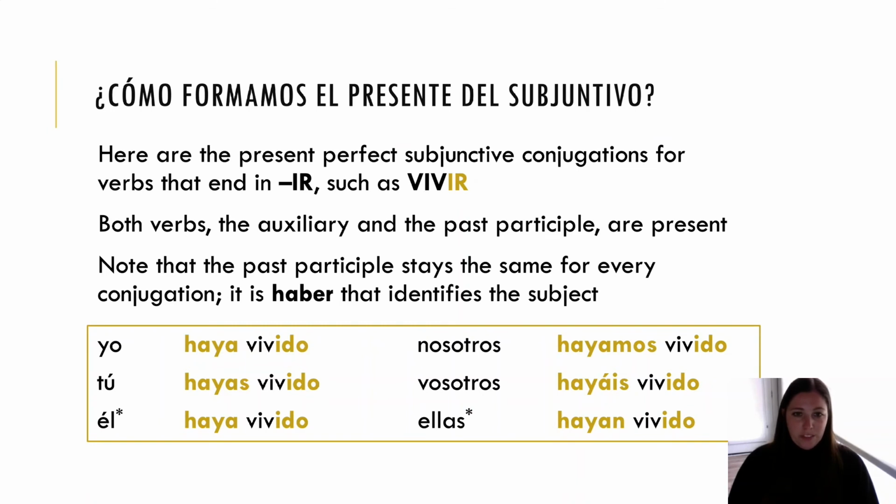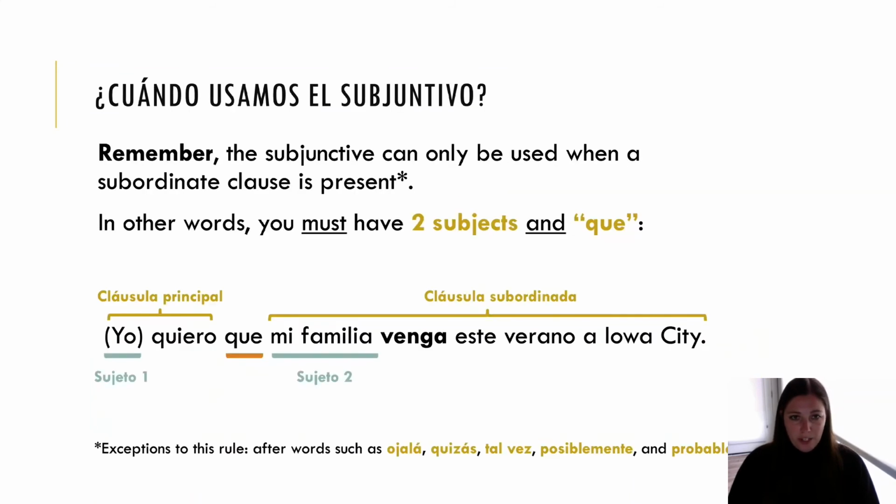Here are the present perfect subjunctive conjugations for verbs that end in ir, such as vivir. Just a reminder about the subjunctive, it can only be used when a subordinate clause is present. In other words, you have to have two subjects and que, but there are exceptions to this rule, such as ojalá, quizás, tal vez. So in the example sentence, yo quiero que mi familia venga este verano a Iowa City, you could, for instance, say, quizás mi familia venga este verano a Iowa City. That would be an exception to this two subjects and a que rule, but other than these exceptions, just remember what you need to form the subjunctive.